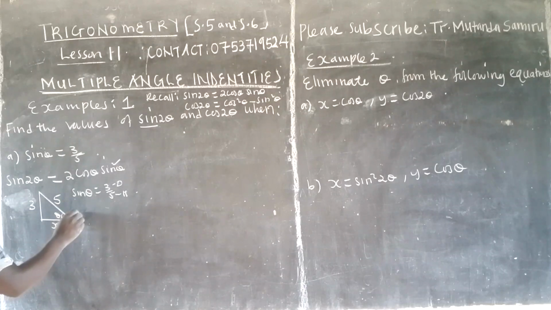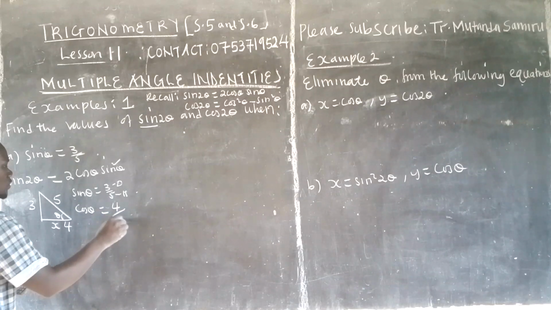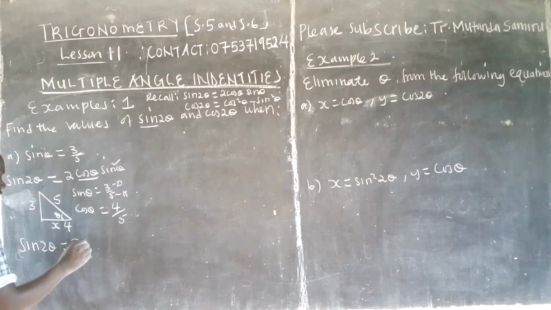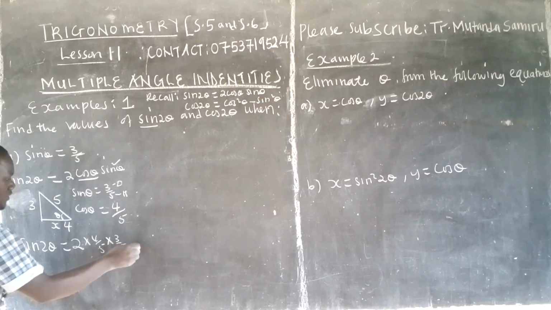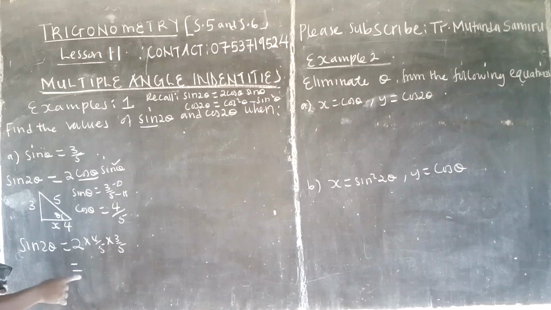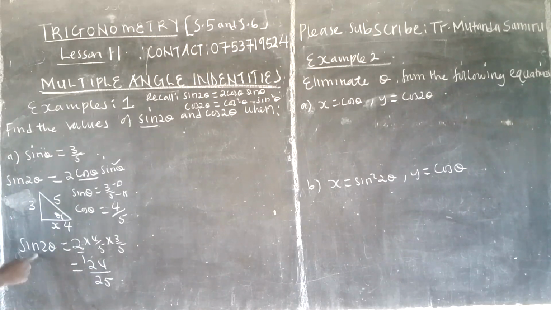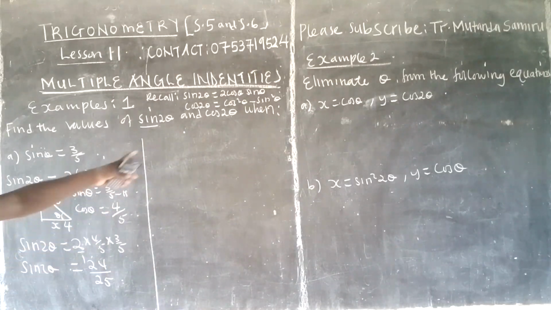So therefore, let's read off cos theta. Cos theta from this will give us adjacent 4 over hypotenuse, which is 5. Now let's substitute. Sine 2 theta is equal to 2 times cos, which is 4/5, times sine, which is 3/5. So what will be that answer finally? This is over 1. 8 times 3, that is 24. So the answer will be 24/25. That's the value of sine 2 theta. Successfully done.